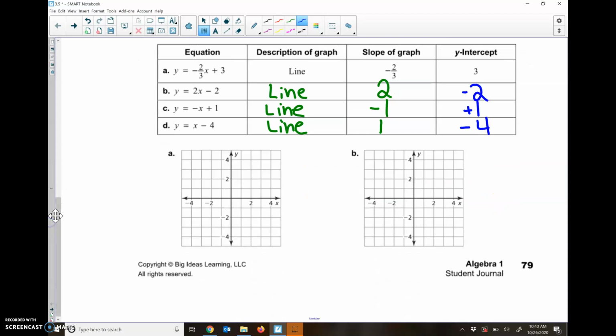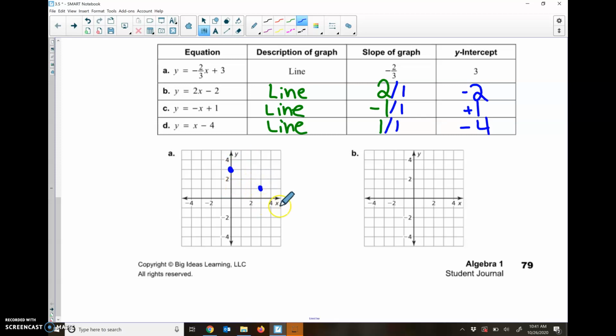So now they want us to graph those 4 lines. So I'm always going to start with whatever my y-intercept is. So for A, my y-intercept is 3. And then my slope is -2/3. So we like it when it's a fraction. I'm actually going to go back and rewrite these as fractions. That makes it a little easier because then we remember that it's over 1. So -2/3 means down 2 and right 3.